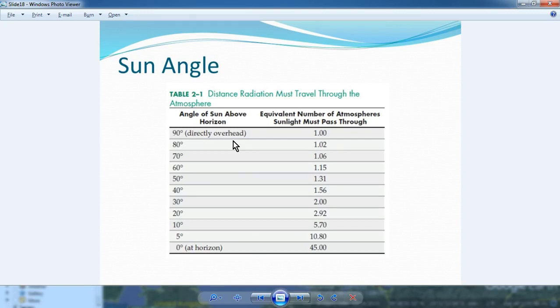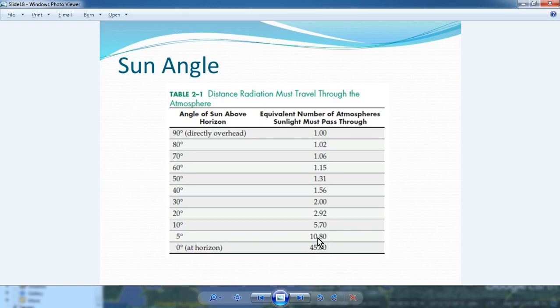Now, on top of that, the atmosphere that the sunlight passes through also changes in the early morning or afternoon, or during the winter solstice or summer solstice. For example, if the sun is directly overhead, think of the atmosphere thickness that the sunlight passes through as one unit. But if the sun's angle is 80 degrees, it's 1.02. At 70 degrees, it becomes 1.06. At 60 degrees, the atmosphere is 1.15. At 40 and 50 and lower, close to the horizon, the atmosphere it passes through is 10 times thicker. If it is 0, right at the horizon, the atmosphere it passes through is 45 times thicker.